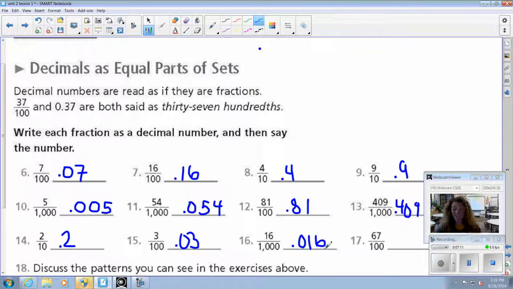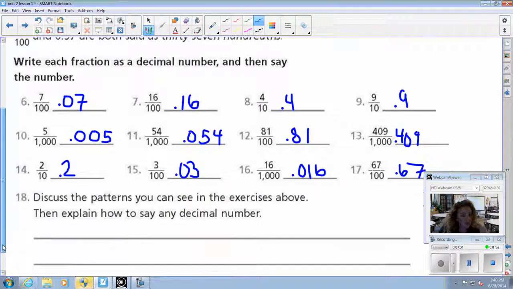So all of the decimal thing is understanding place value and where a number falls on a number line and its place value, what it represents. 67 hundredths. The 6 has to go in the tenths place value, and the 7 has to go in the hundredths place value because I need it to be that last number.